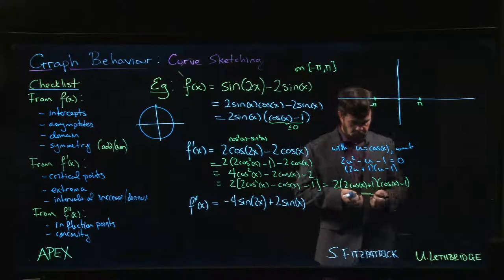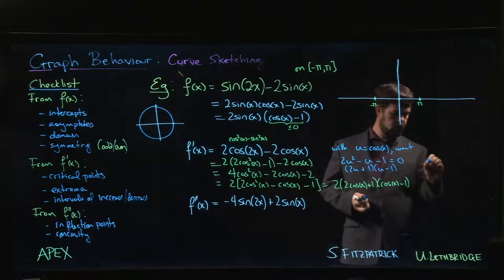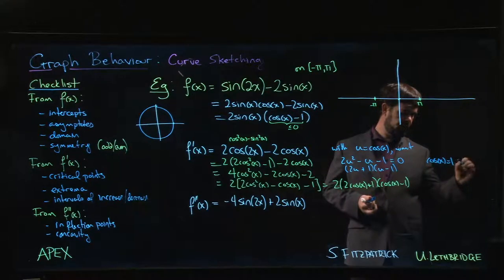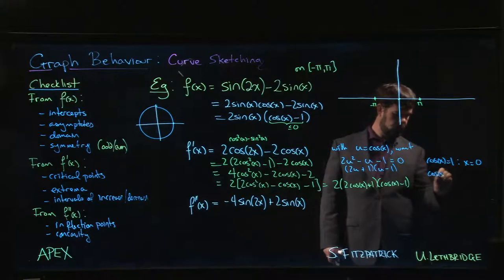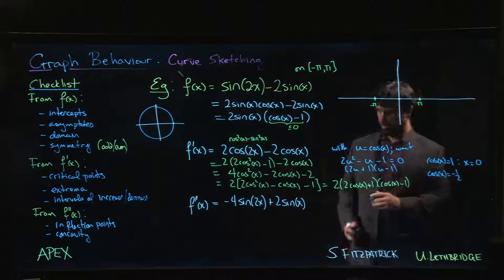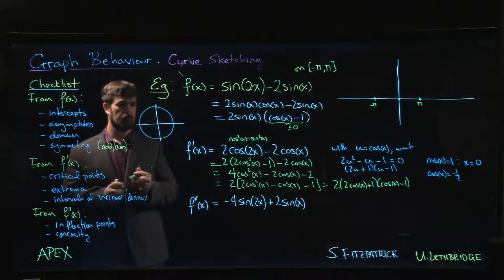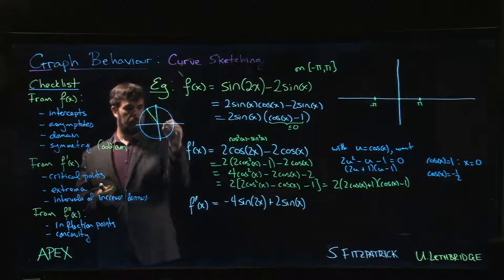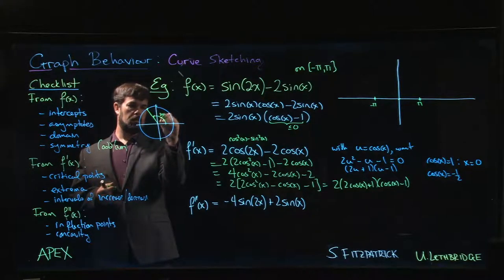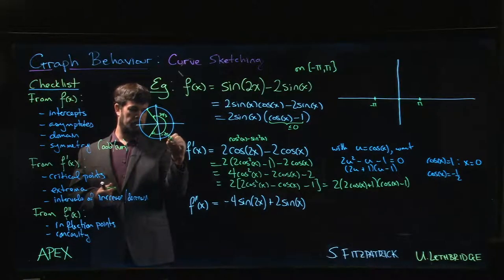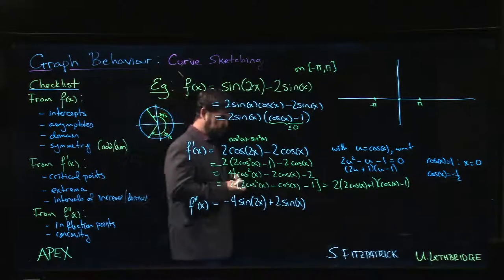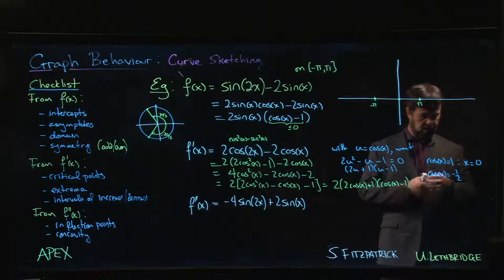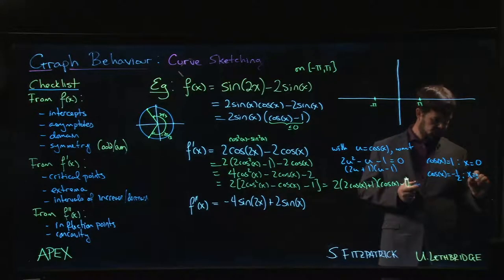All right, now, critical numbers. So we want either cos x equals 1, which means x is equal to, well, on this interval, 0 is the only place, right? Or we want cos x equal to minus 1 half. So when is cosine equal to minus 1 half? Here at 2 pi over 3, and here at minus 2 pi over 3, right? Remember that cosine is negative in the second and third quadrants. Okay, so that means we have x equals plus or minus 2 pi over 3.